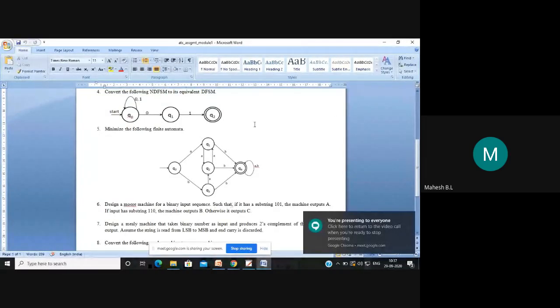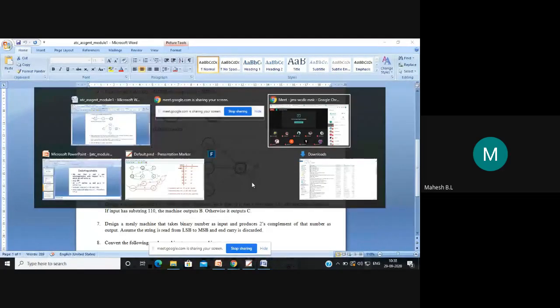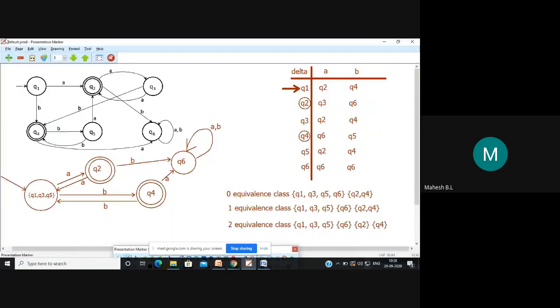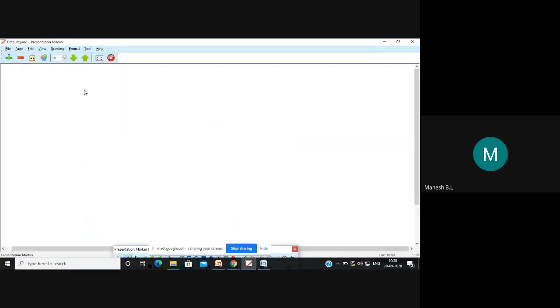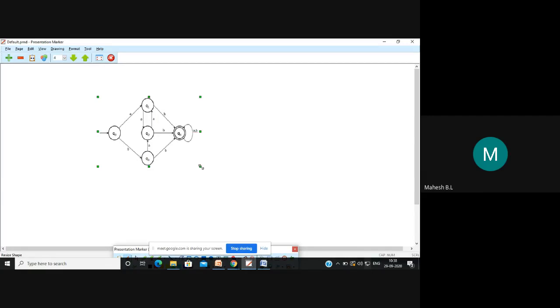Now you consider this particular problem. Minimize the following finite automata. This problem you consider for minimization. Let's try to minimize that particular problem. Take down this, this is the given problem. I hope it's visible to all.